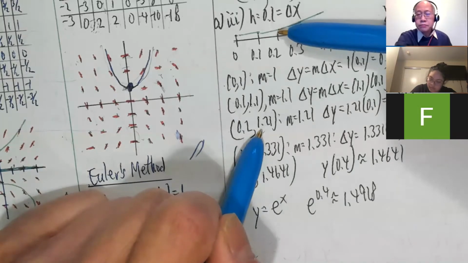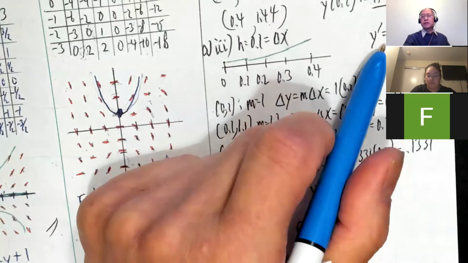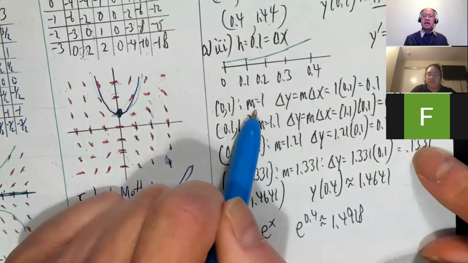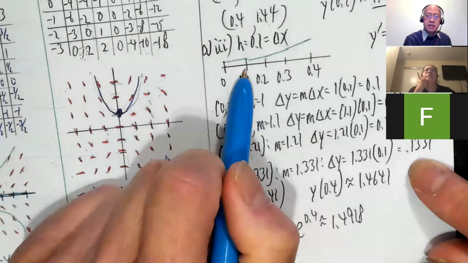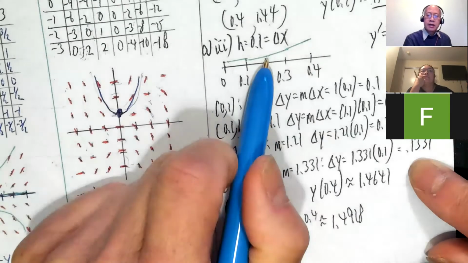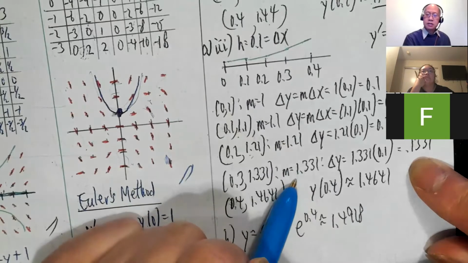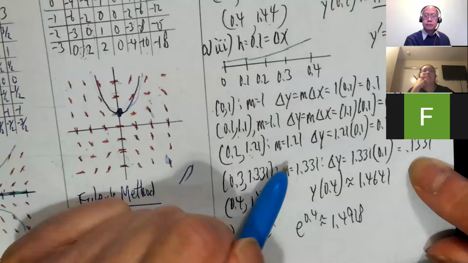Stop, get a new slope. In this case, the slope is easy. The slope is the same as the y coordinate. So the new slope is 1.21. So I'm getting steeper. I started off with a slope of 1, got a little bit steeper, 1.1. Now it's a little bit steeper still, 1.21. And just jumping ahead, the next, it's 1.3 something. It's even steeper still.